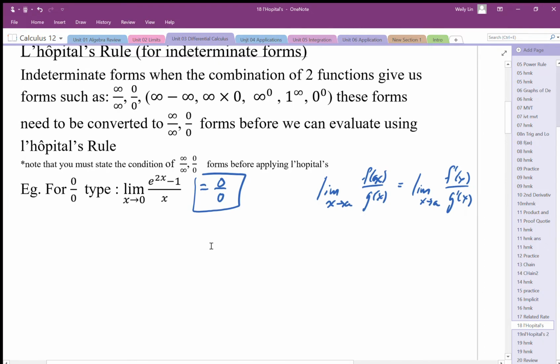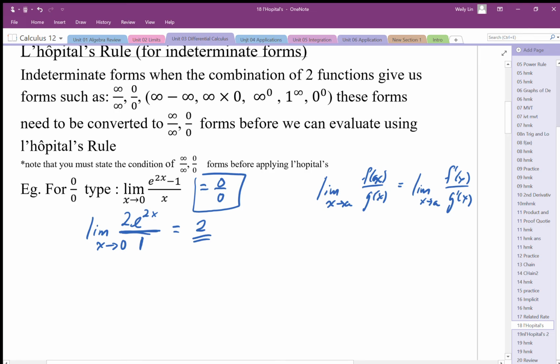Let's apply this and see if it works. I'm going to do the limit as x goes to 0. I've got my condition of 0 over 0, and I'm going to differentiate the numerator. The derivative of the numerator is e to the 2x times 2 with the chain rule. Notice I'm not using the quotient rule here. I'm just differentiating the numerator, and independently I'm going to differentiate the denominator. The derivative of x is equal to 1. Now I've differentiated top and bottom. This ratio of derivatives is equivalent to the ratio of the original functions. When I plug in x equal to 0, I end up with 2 over 1, so the limit is 2.